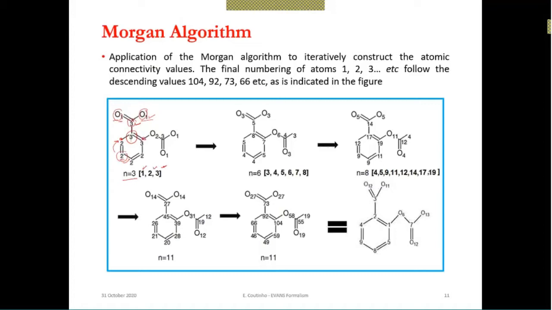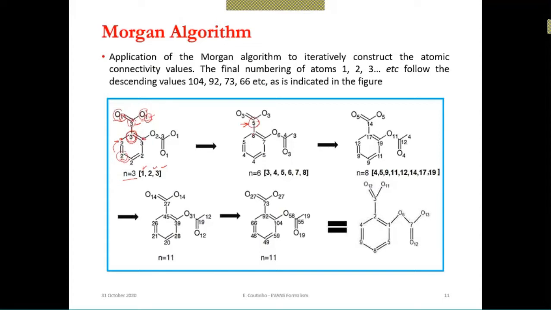We go on now, doing it once again. So let's look at atom number 3. Atom number 3 now has a connectivity of 5, because it is now 3 plus 1, 4, 4 plus 1, 5, and therefore it gets a new connectivity of 5.